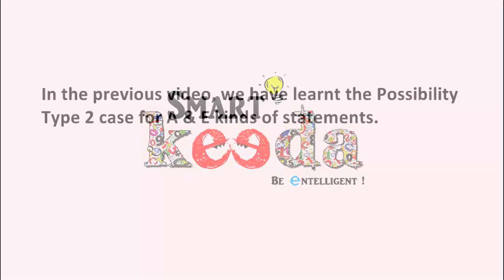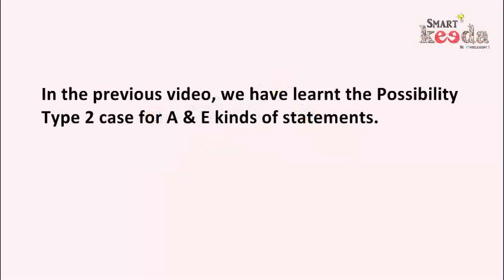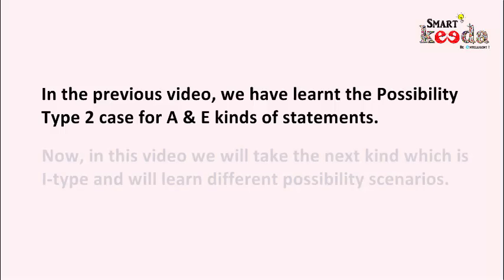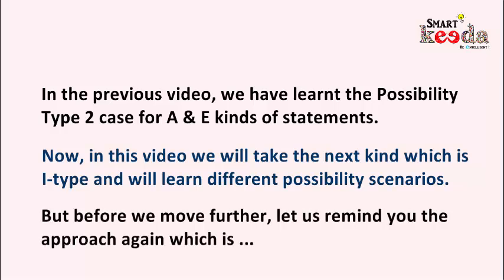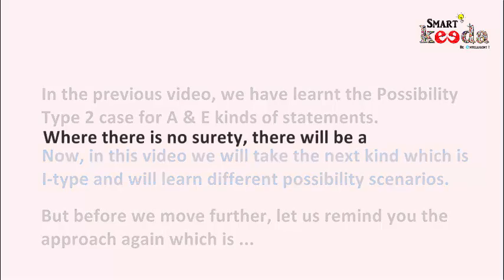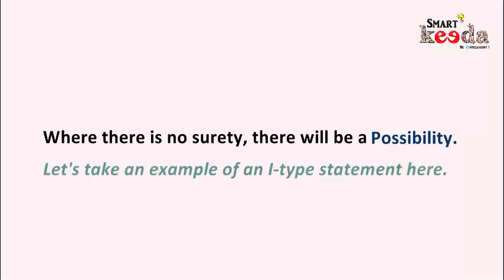Hello friends, in the previous video we have learnt the possibility type 2 case for A and E kinds of statements. Now in this video we'll take the next kind, which is I type, and we'll learn different possibility scenarios. But before we move further, let us remind you the approach again, which is where there is no surety, there will be a possibility. Now let's take an example of an I type statement here.